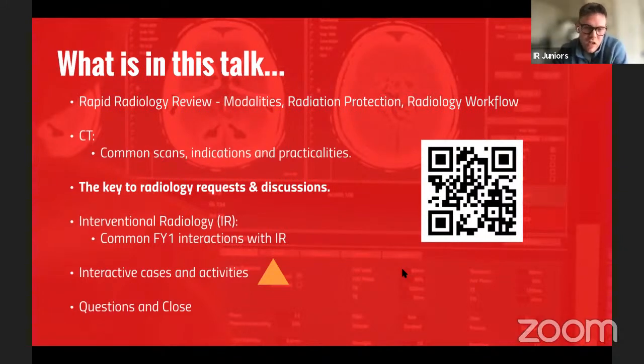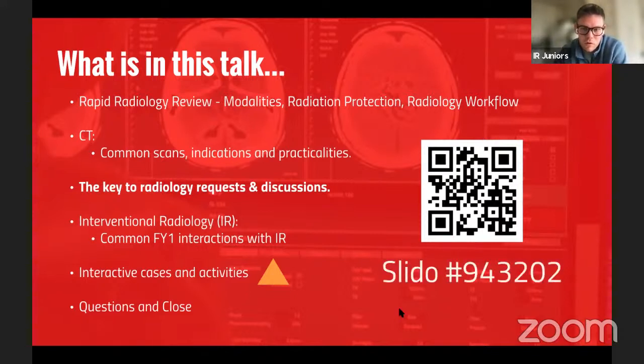As Sachin said, there is a second part of this talk which will focus more on interventional radiology, but there are some cases that I work through in this talk, and one of them is related to IR, so I just left that in. There are also some interactive cases and activities as we go through. There's the Slido, which I'm going to keep an eye on on the other screen. If anyone has any questions as we go along, the QR code is there to scan. And I'll also put up a few polls as we go along to keep it a little bit interactive, hopefully.